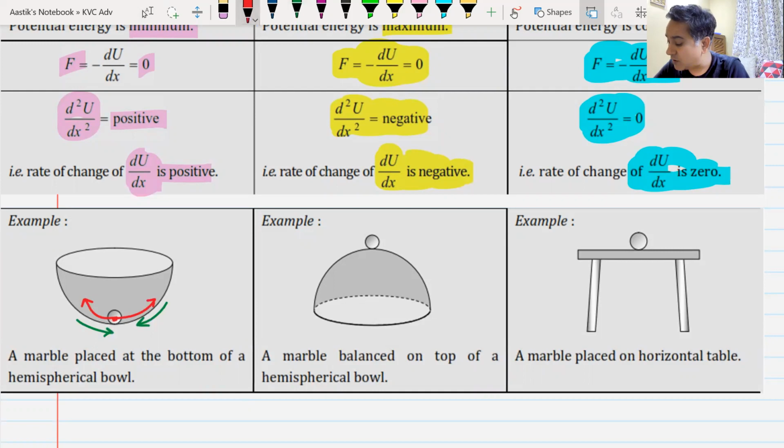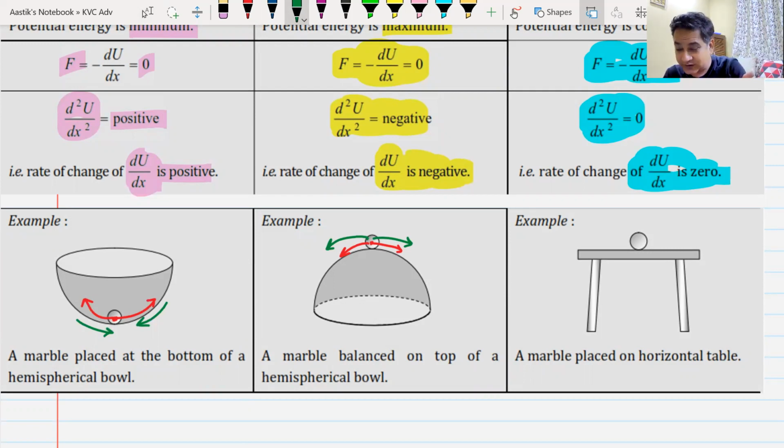If you are on the top, as long as you are here, no problem. If I push you here, you don't come back, you will just move down. If I push you on this side, you will not come back, you will go down. So this is the point of unstable equilibrium. You are at the highest point. Once you are at the highest point, the only way you can go is down.